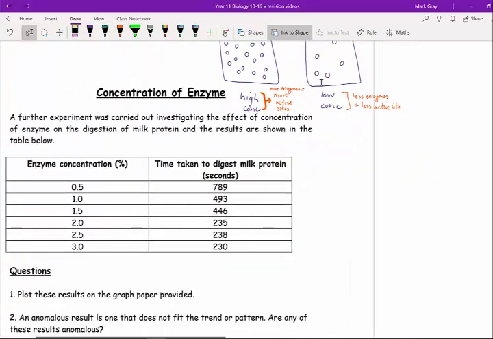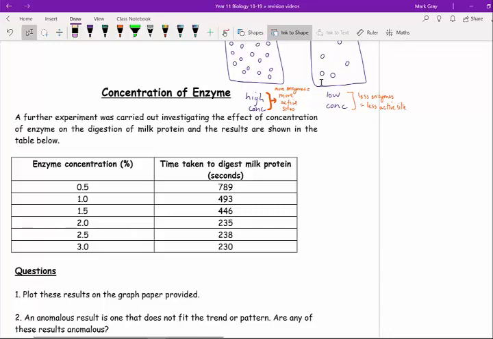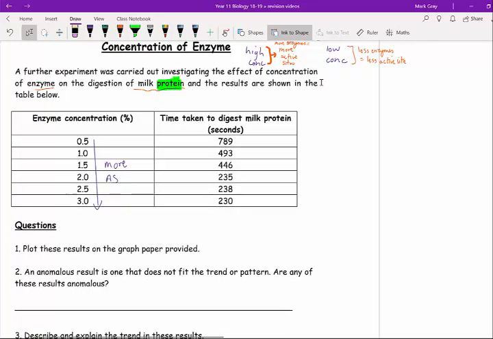So basically what's happening here is, imagine we are digesting milk protein using probably a protease enzyme because we say it's milk protein. What happens is we increase the enzyme concentration as we go down. So as we're going down, there are more enzymes, so more active sites. Now what you can see here is that as enzyme concentration increases, the time taken to digest the milk protein decreases.